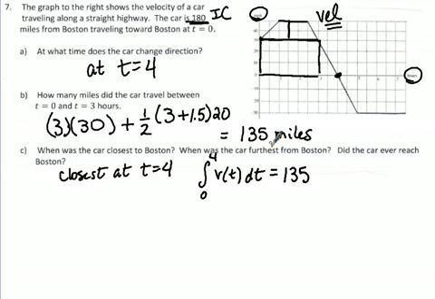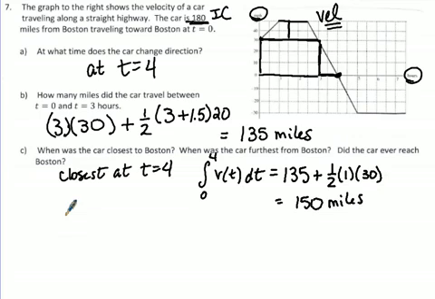We just calculated that in the previous section. And we need to find the area of this triangle that is remaining. That triangle has a base distance here of 1, and its height is 30 miles per hour. So that gives us an area of 15, and if we add those together, we get 150 miles. So that means that the car traveled 150 miles toward Boston before it turned around and went back.